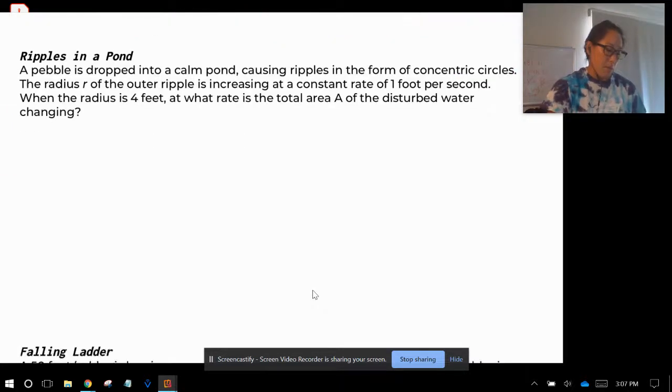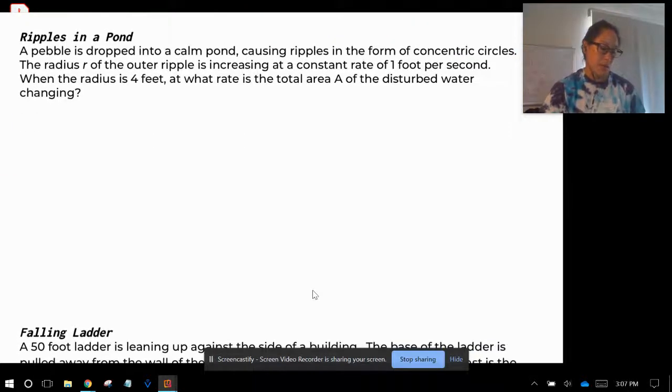Okay. Ripples, not pebbles. Okay, a pebble is dropped into a calm pond, causing ripples in the form of concentric circles. The radius of the outer ripple is increasing at a constant rate of 1 foot per second. When the radius is 4 feet, at what rate is the total area of the disturbed water changing?